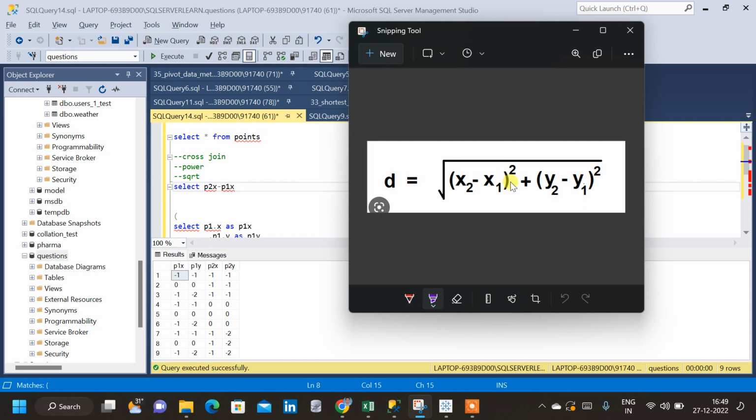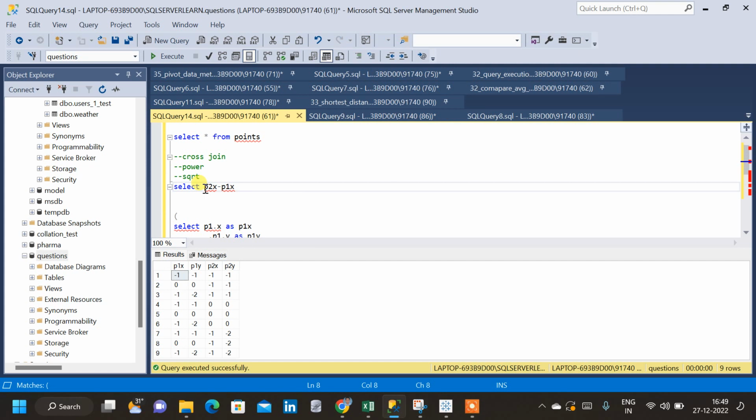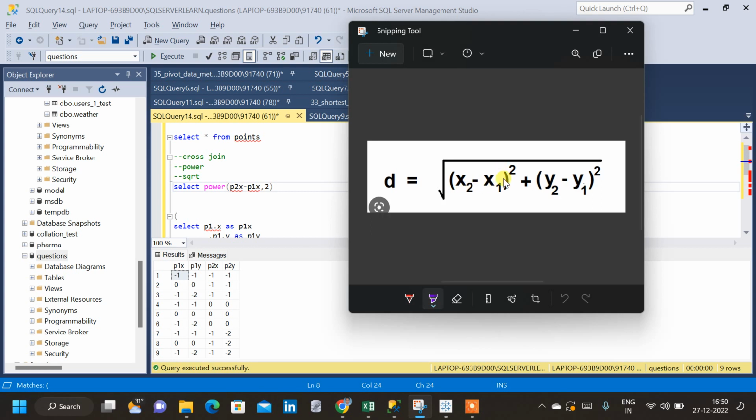the operation is we have to find the square. Here we won't be able to put this bracket and put square in SQL. So instead of that we will be using the function called power. We will put this inside a bracket, and after the first argument, which is the x term, we'll put the power, which power we want. If we want cube, we will put 3 instead of 2. Similarly, any number we can put. So we'll close the bracket. Now we have the first term, that is x2 minus x1 whole square.